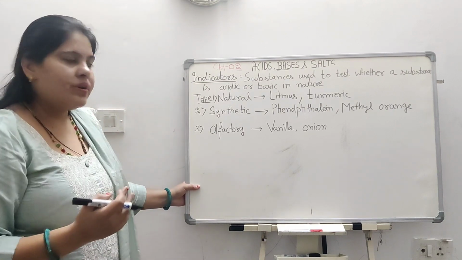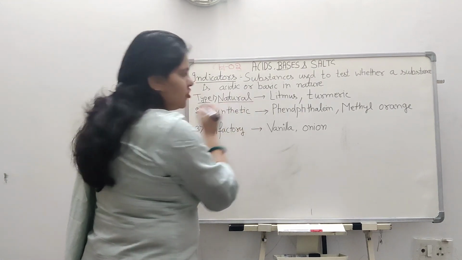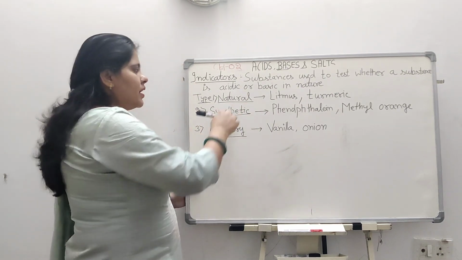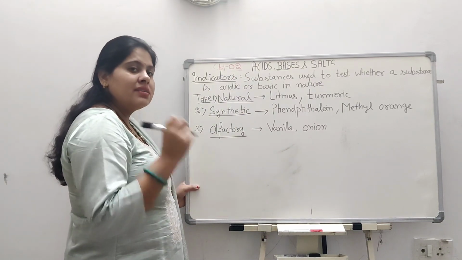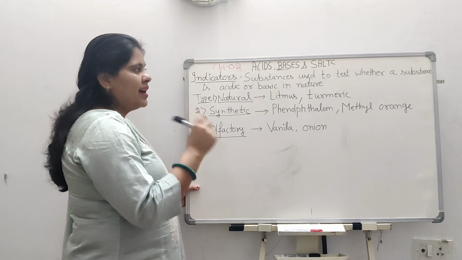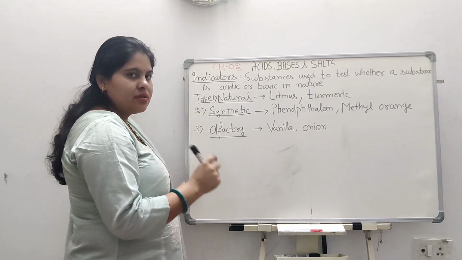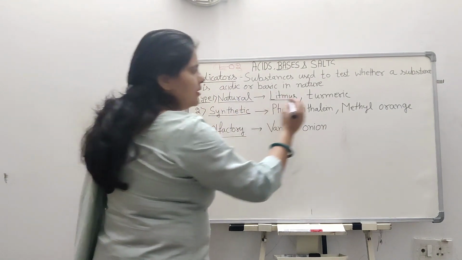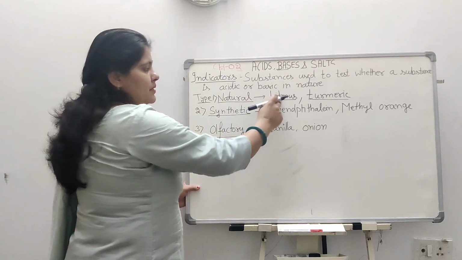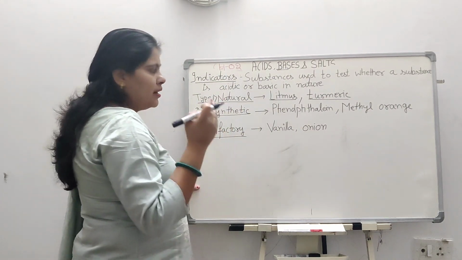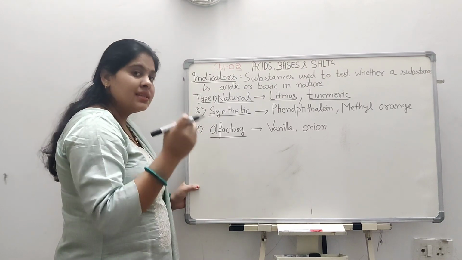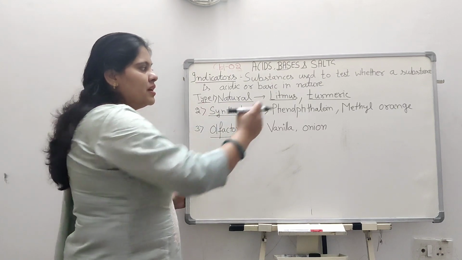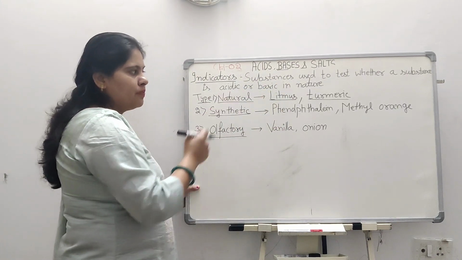Now there are three types of indicator. First is natural indicator, then synthetic indicator and olfactory indicators. Now natural indicator, these indicators are found in nature and help in distinguishing between acidic substances or basic substances. Examples of natural indicators: litmus and turmeric. Litmus, as you already know, in the case of acidic substances, blue litmus turns to red, and in the case of basic substances, in basic solution, red litmus turns to blue.